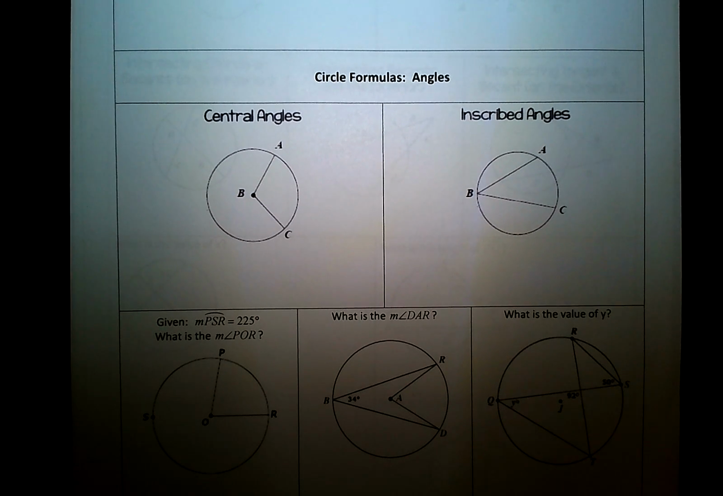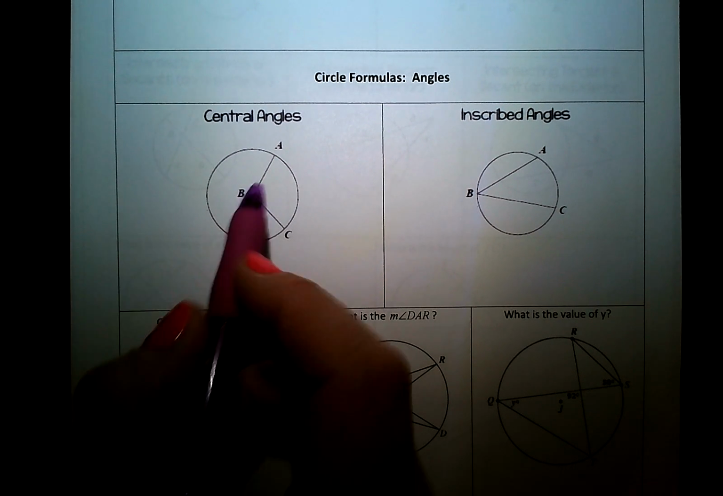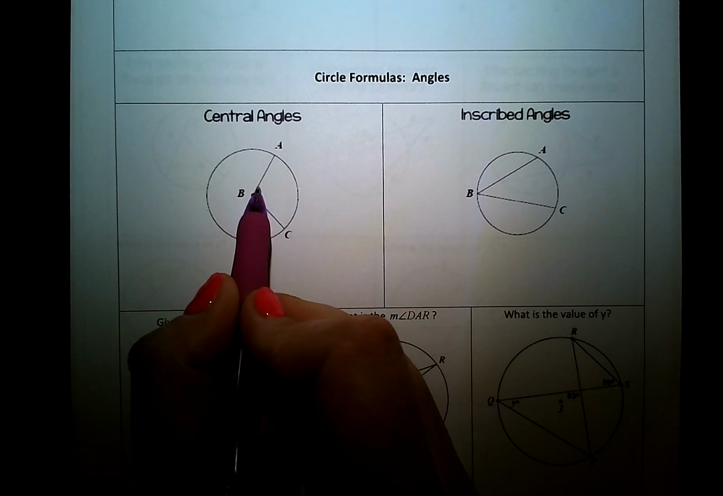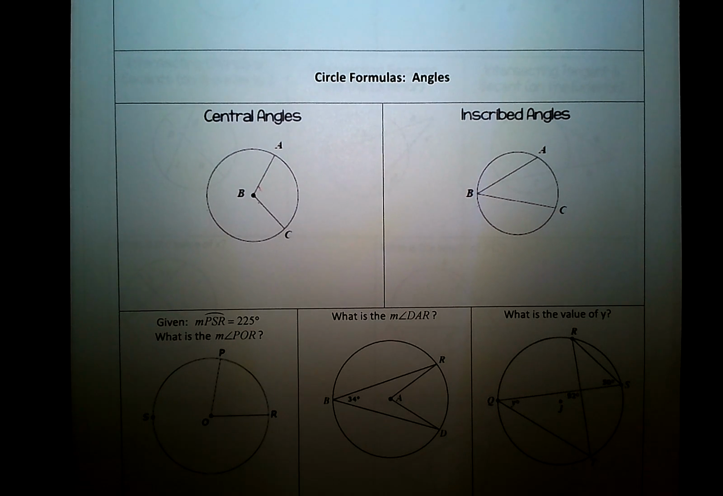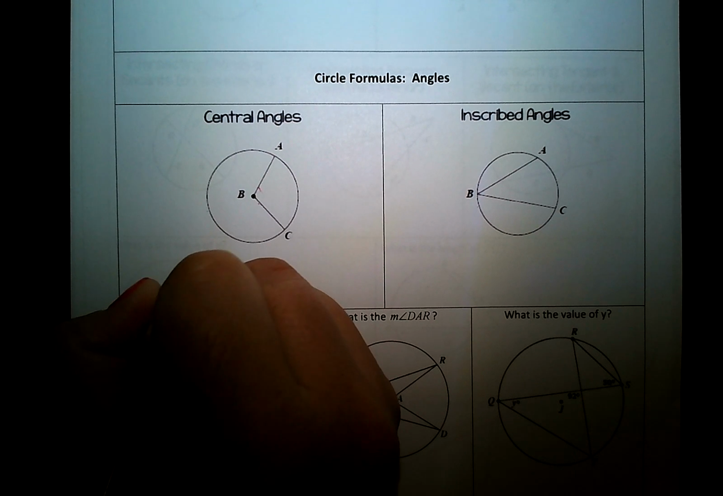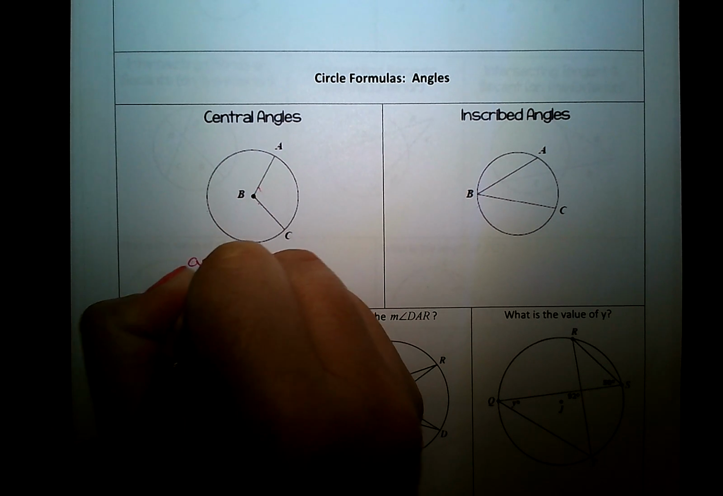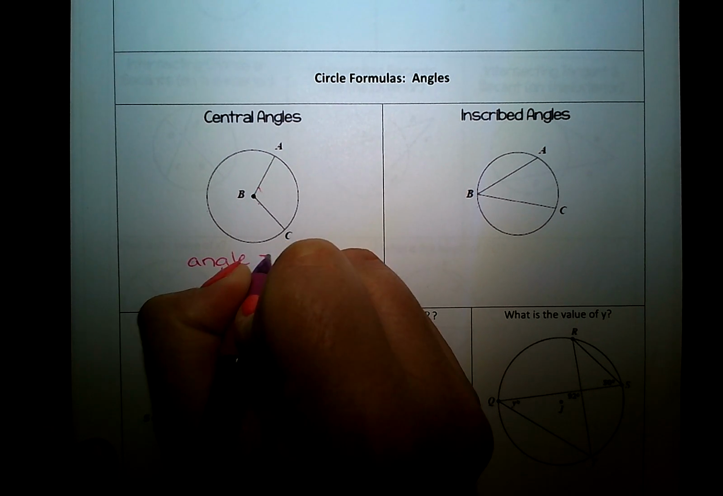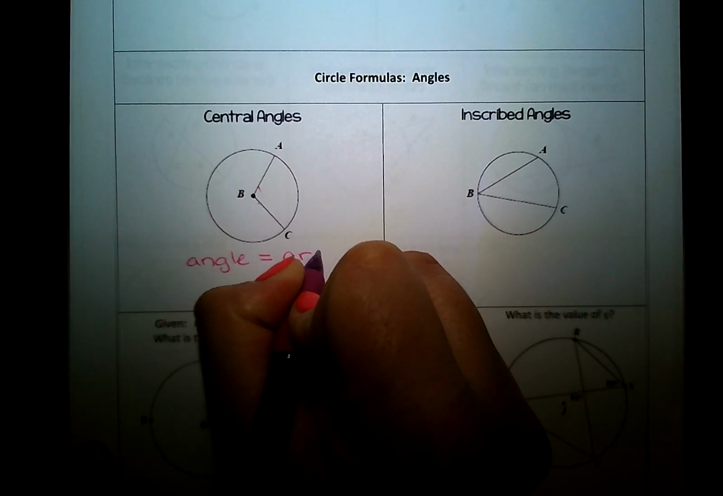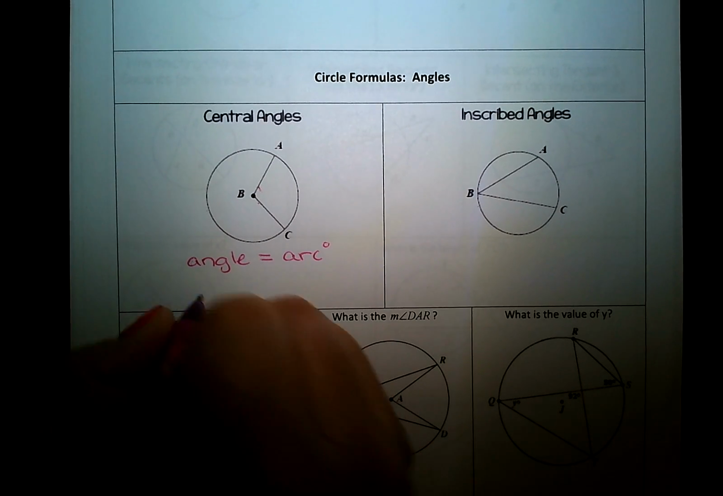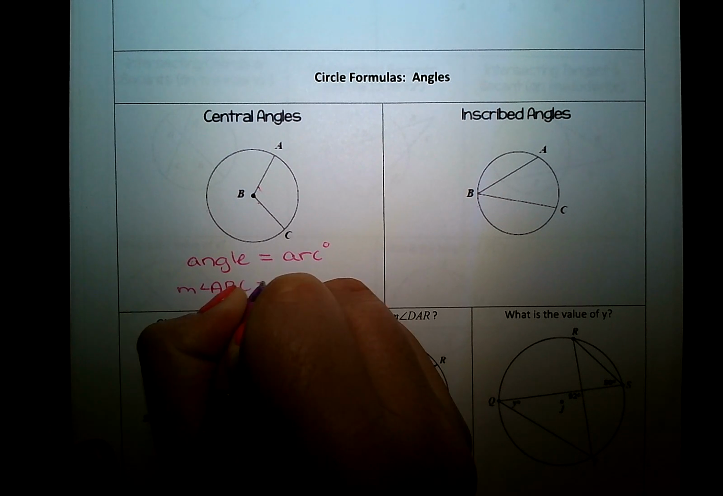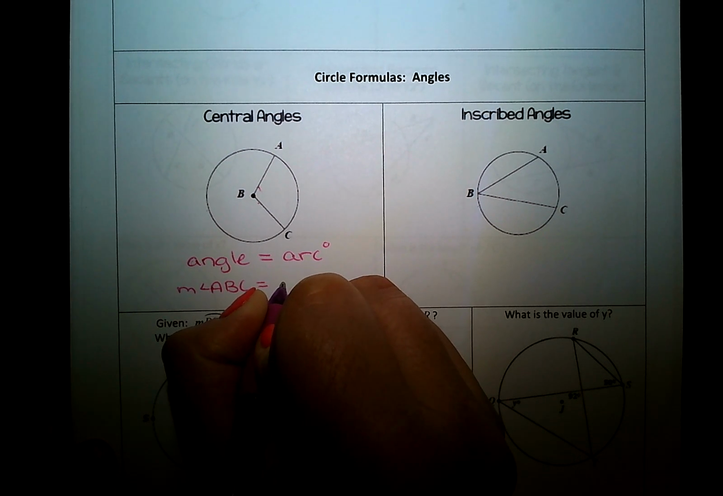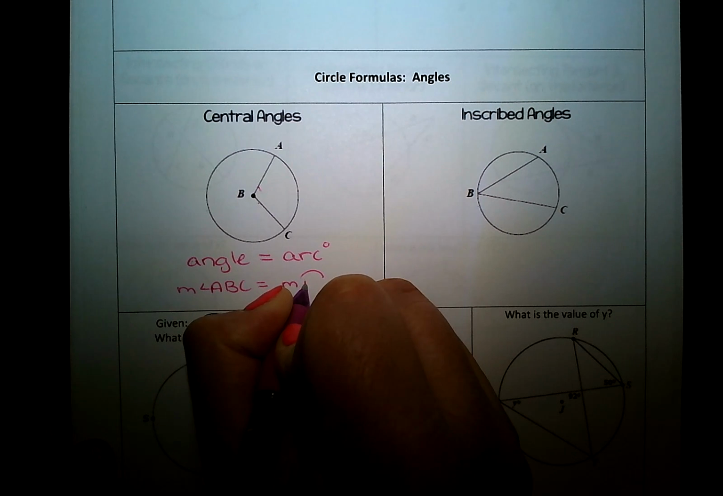First is the central angle. This is the easiest one, so we'll start out simple and build our way up. The central angle is exactly equal to the arc that it creates. So here, the angle at the center is equal to the arc measure, the arc degree. So here, the measure of angle ABC is exactly equal to the measure of arc AC.